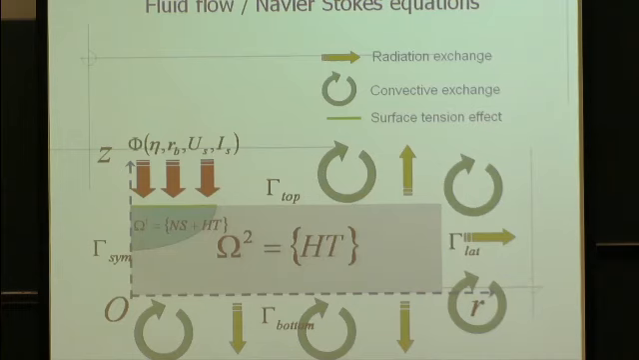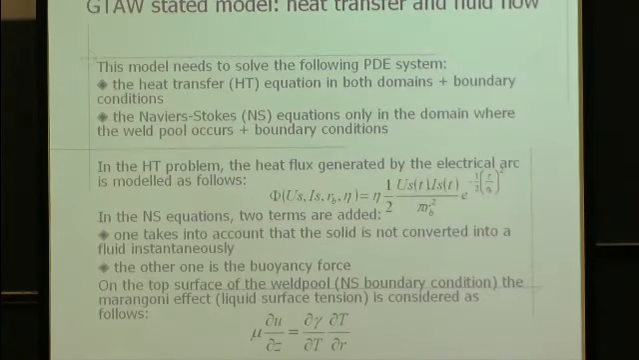And then one of the most important for our Navier-Stokes problem is the surface tension effect, where we take into account this Marangoni effect, and so it will affect the motion of the fluid. So this model is a PDE, where we have a heat transfer to solve with associated boundary conditions, and the Navier-Stokes with also its boundary conditions.